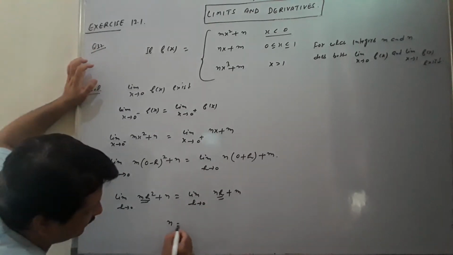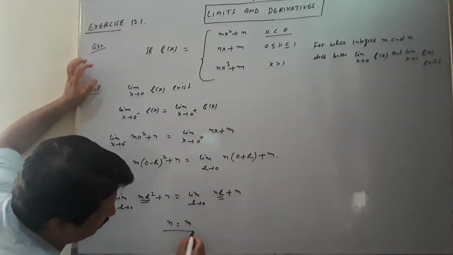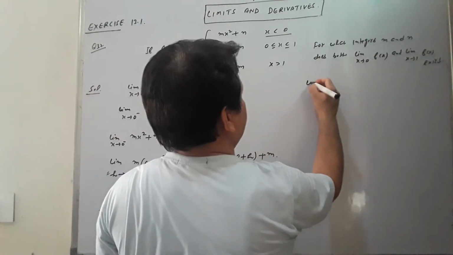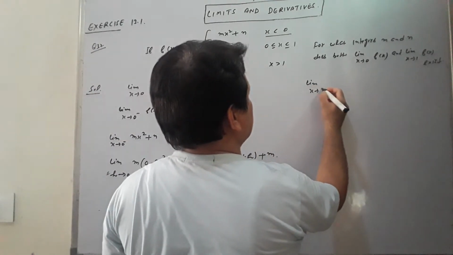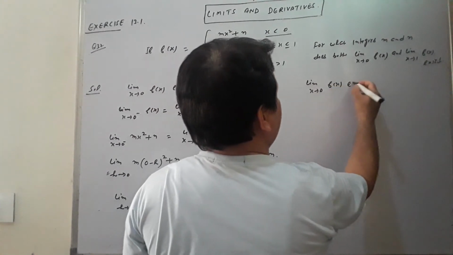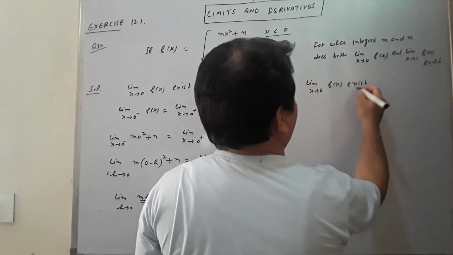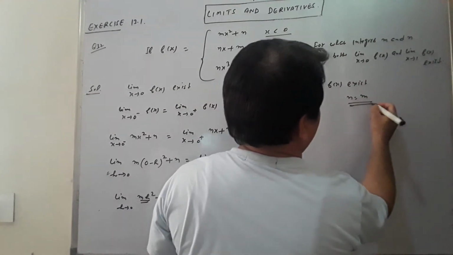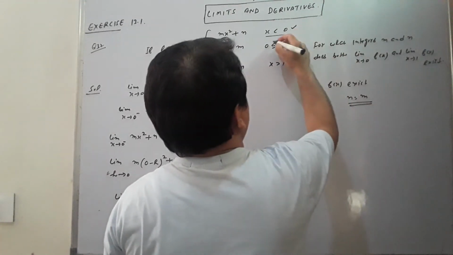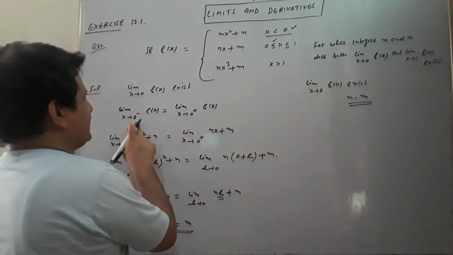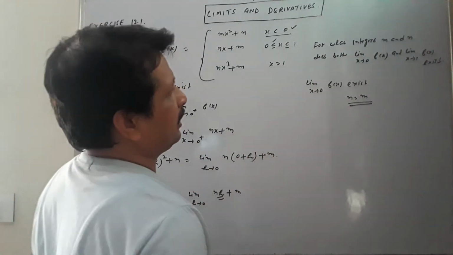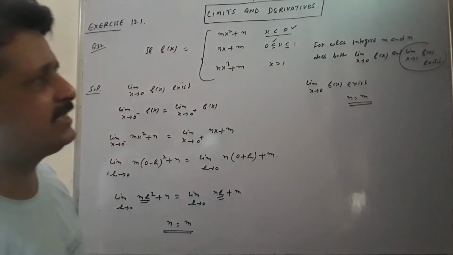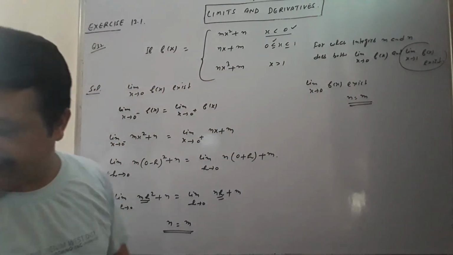So what you will say? You will say that n is equal to m. So we can say that limit x tends to 0, f of x exists when n is equal to m. This is the solution of this first part, students, where the limit x tends to 0. Now we are coming with the second part where the limit x tends to 1, f of x exists.